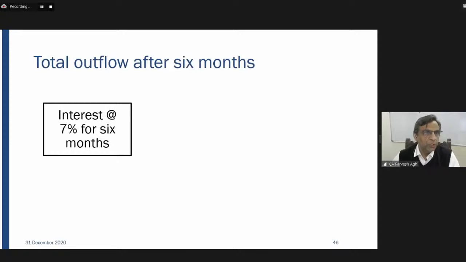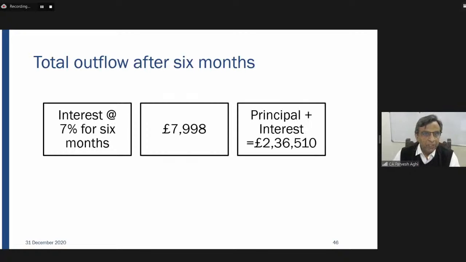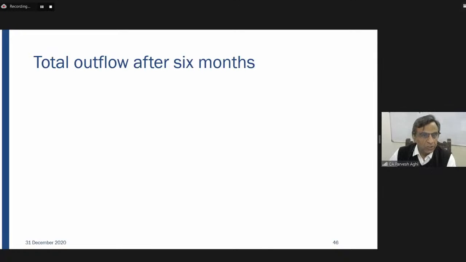2,28,512. Now, what is he going to do? He is going to borrow this money in pounds. So he's going to pay interest at the rate of 7%. So this much money he needs to borrow, which we did earlier. So he's going to borrow and he has to pay 7,998 pounds along with the interest. So the principal plus interest will be 2,36,512.